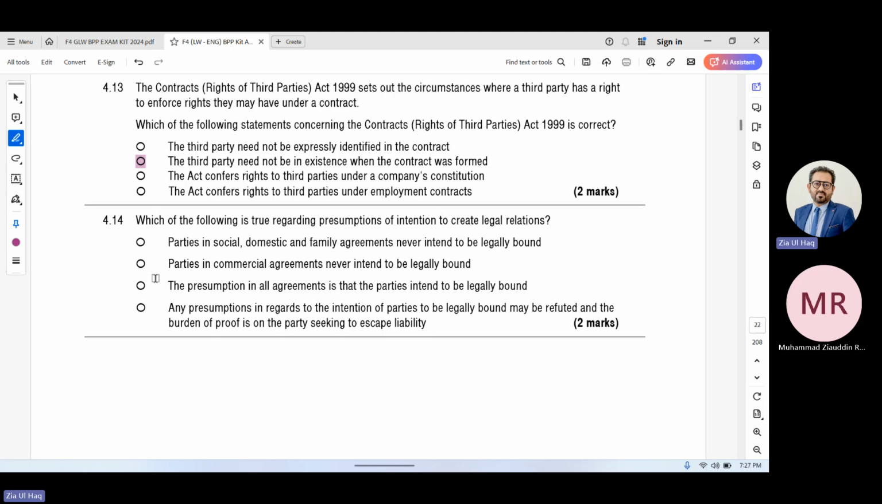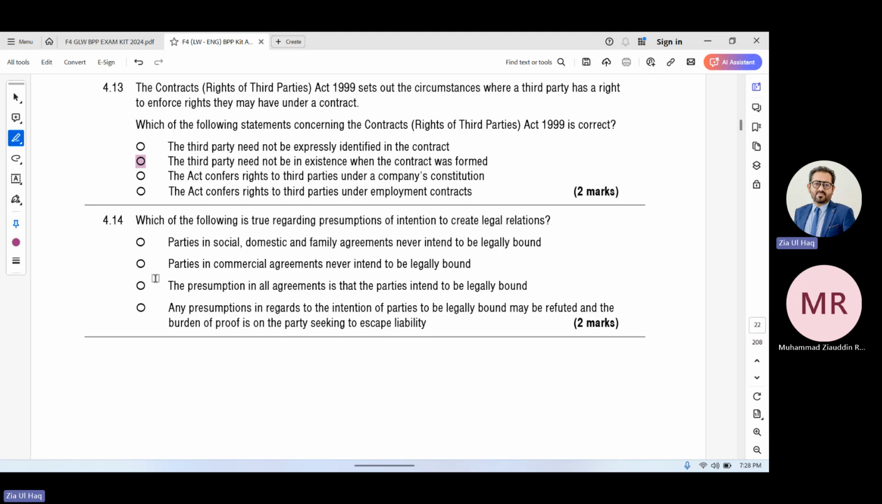Which of the following is true regarding presumptions of intention to create legal relations? Parties in social, domestic, and family agreements never intended to be legally bound. No, in the case of a sale of land contract, they are legally bound. Parties in commercial agreements never intend to be legally bound. No, they are always legally bound.